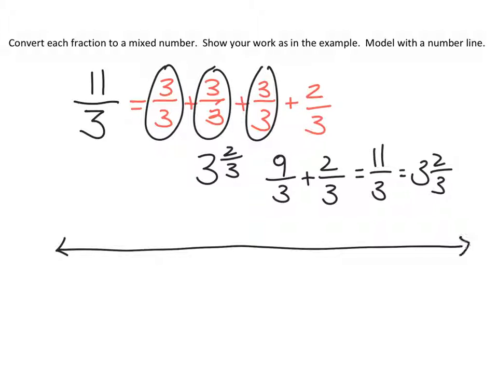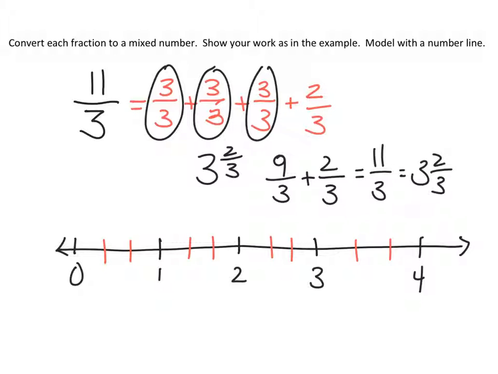Because we need to show number lines in this lesson, we are going to start off with 0. And then we've got a 1. We have a 2. We have a 3. And we'll have a 4. Since we're talking about thirds, we're going to break up this number line into thirds. So we've got 1, 2, 1, 2, 1, 2, 1, 2.